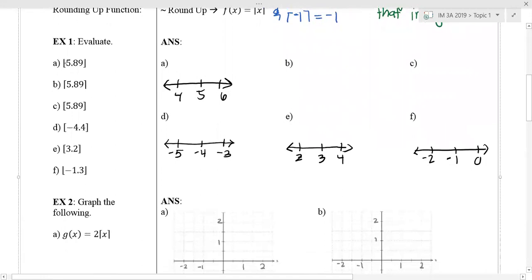For part A, we have 5.89. Notice that visually they're asking us to round it down. Then for B, we're also looking at 5.89, but we're rounding it up. And then for C, that's different notation, but it still means to round the function down.